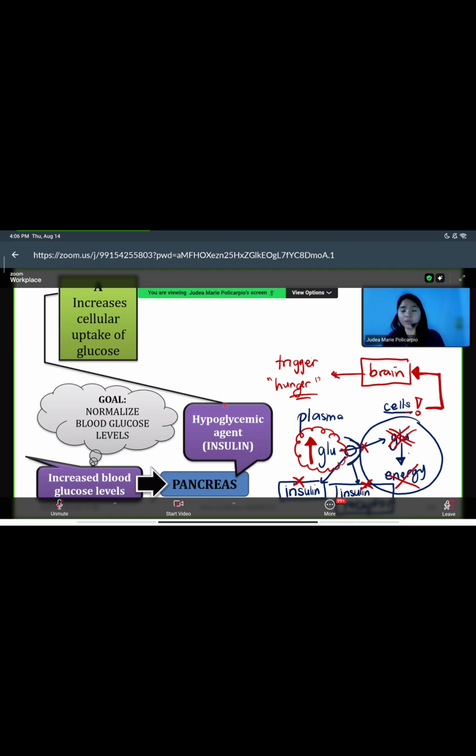Anong gagawin mo kapag yung brain mo nagdesisyon, pala desisyon yung brain mo, no? Nag-decide na, uy, kailangan mo kumain. Wala daw pagkain, sabi ng cell, na-trigger tuloy yung hunger sensation. Syempre, ang tendency is kakain ka na. Anong mangyayari? Eventually, tataas yung glucose natin in the plasma.